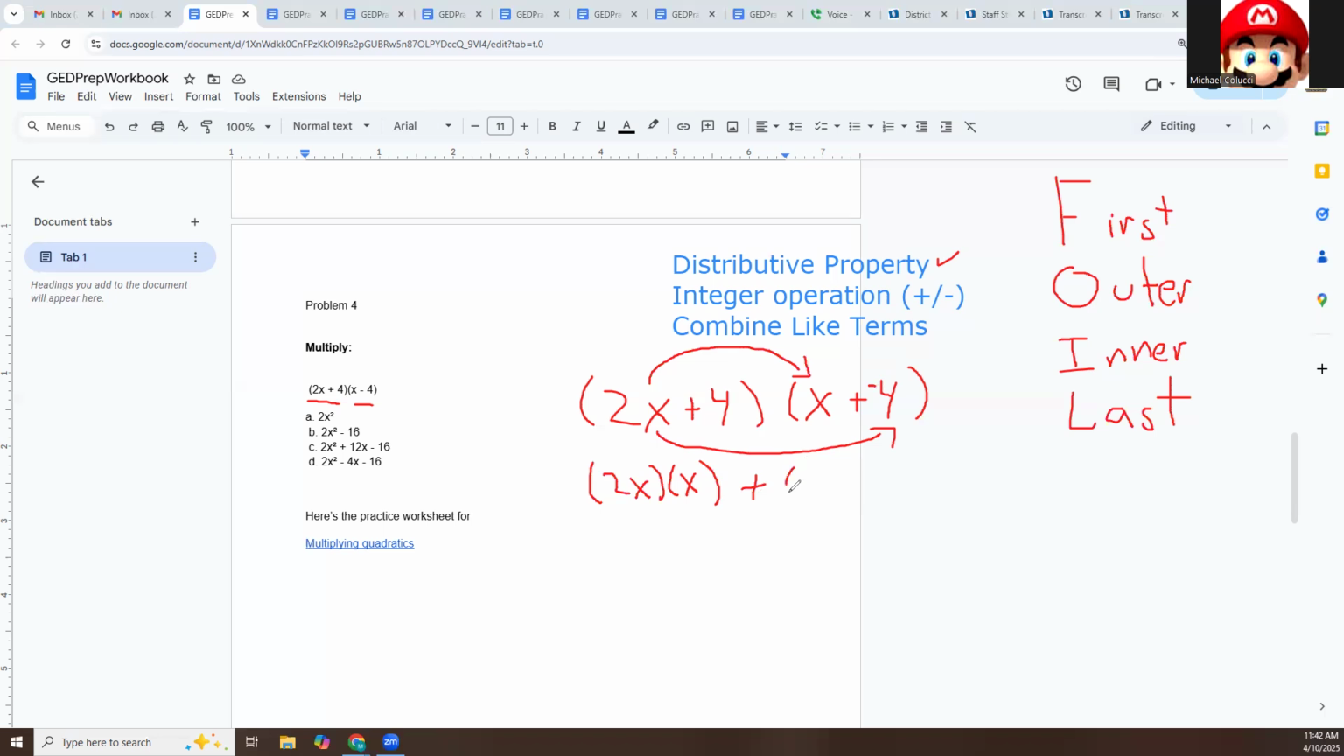So now I have 2x times a negative 4. My next step is the inners. That's the 4 and the x. I don't really need this parentheses, but I'm thinking it's helpful because I've established that. And then I'm going to do the outers.